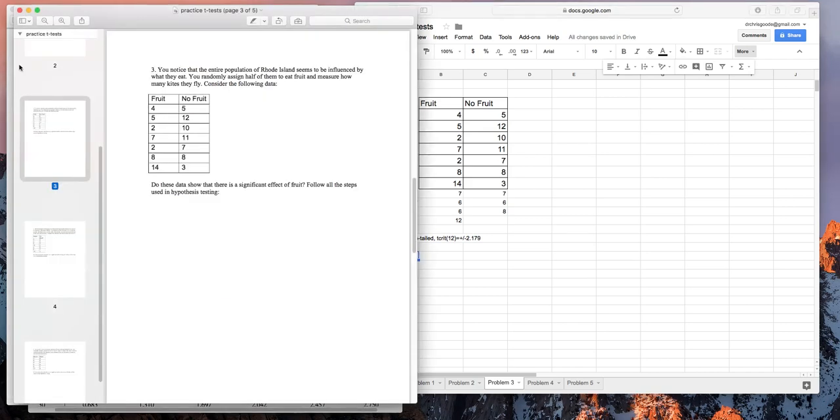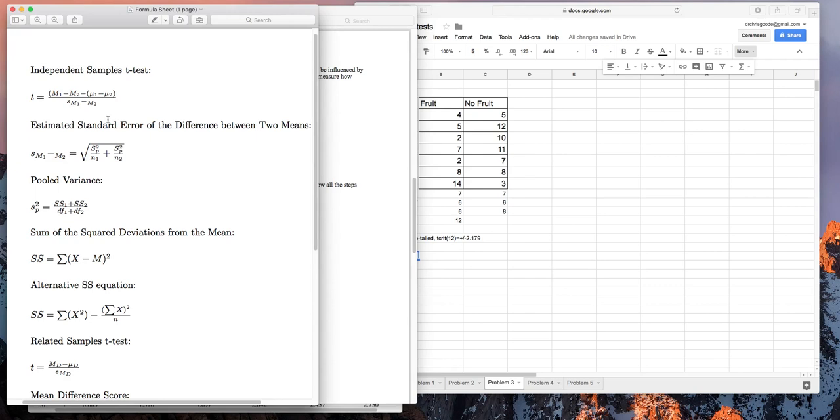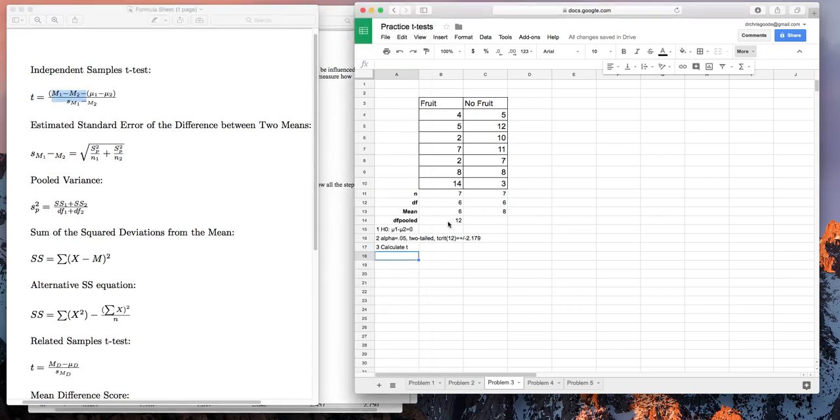Let's go to calculate t. Let's go to our handy formula sheet. And for t, we have the means. I already put the means and the ns and the degrees of freedom up here. And we know mu1 minus mu2 equals 0 from the null. And we need the estimated standard error, which means we need pooled variance, which means we need sums of squares. Let's do this sums of squares the old-fashioned way.